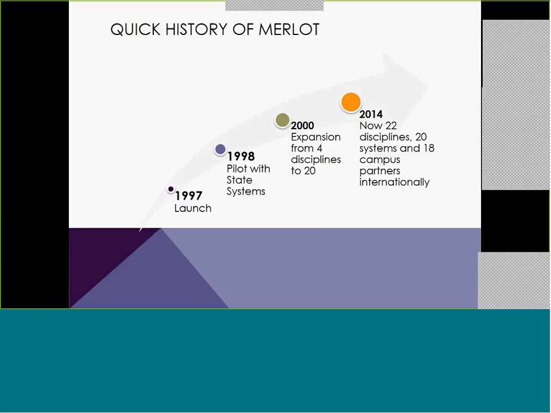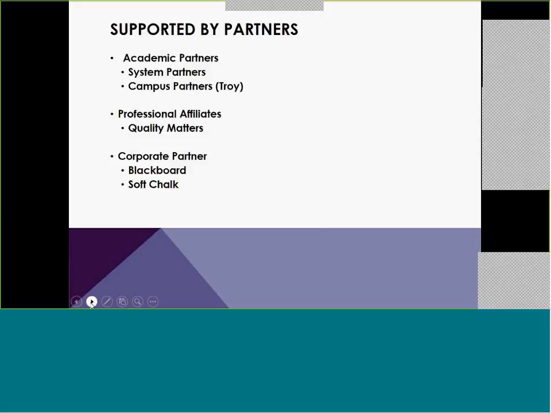We worked on that for a couple of years, and then in the 2000s, we expanded from those 4 basic disciplines to 20. And in 2014, we then had 22 different disciplines, 20 systems, and 18 campus partners. So we started from just the Cal State attempt to share resources to becoming an international group of faculty who are sharing resources.